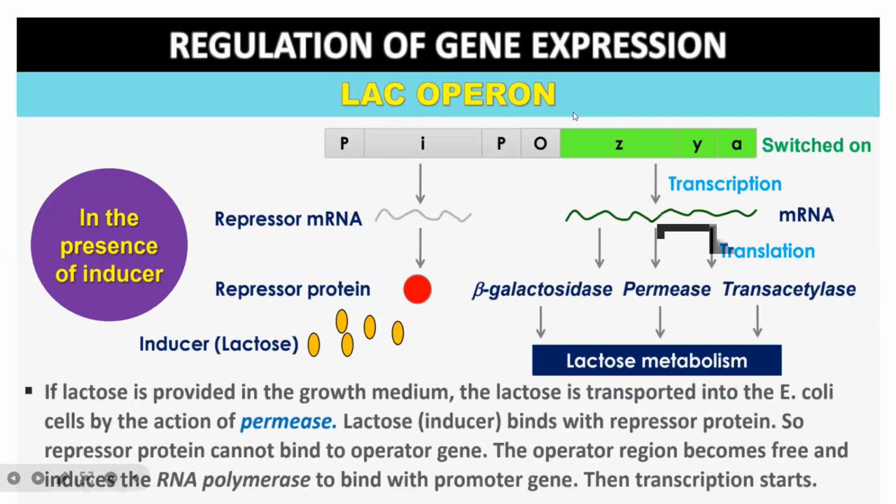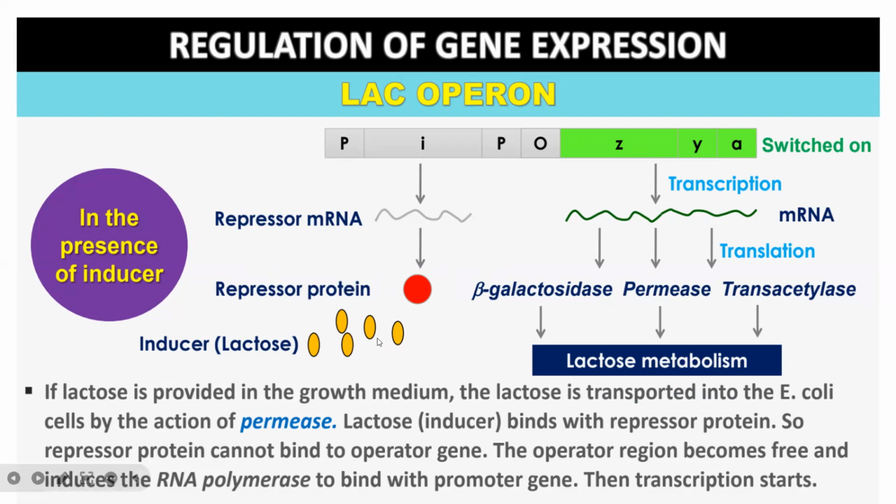Now in the second case, there is presence of lactose, so lactose has to come in. That lactose comes in because of the Y gene, which is permease. See what happens here. What is the function of the repressor protein? It will go and bind on the operator and switch off the working. But lactose will bind on the repressor protein, and this repressor protein cannot bind on the operator. That's all you have to know.